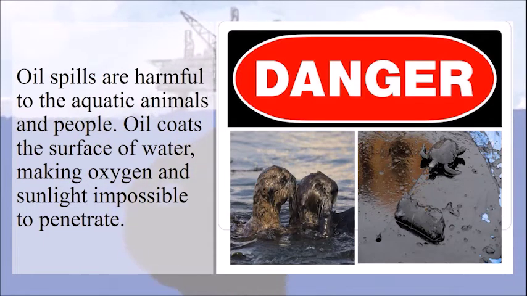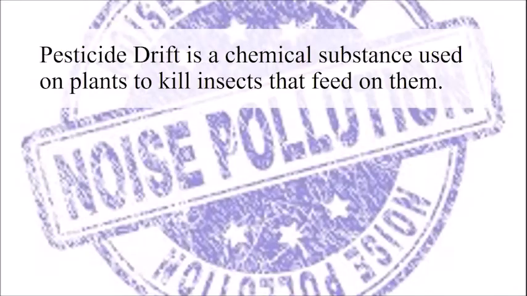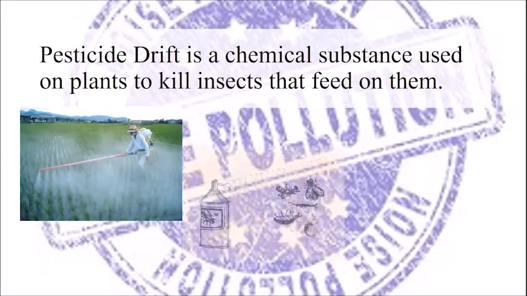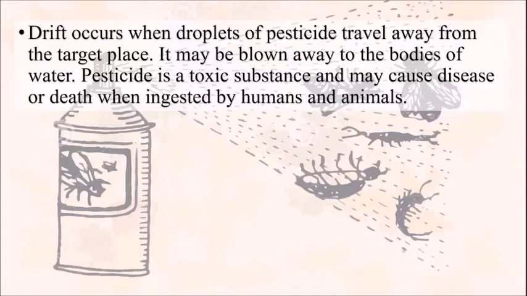Another environmental problem, the pesticides. Pesticide is a chemical substance used on plants to kill insects that feed on them. It may be applied by a person, a machine, or even a vehicle. Drift occurs when droplets of pesticide travel away from the target place. It may be blown away to the bodies of water. Pesticide is a toxic substance and may cause disease or death when ingested by humans and animals.